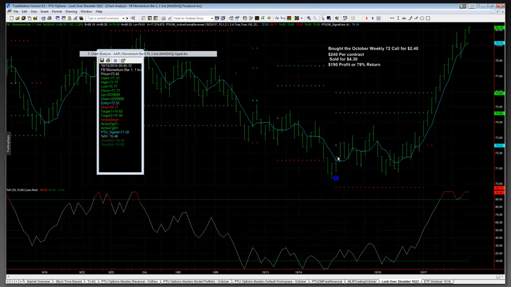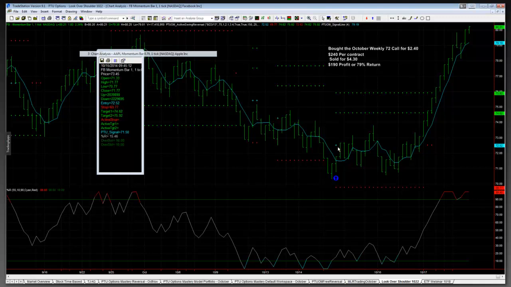Now, as soon as Facebook rallied up to hit our entry point, we could actually buy the shares of stock. If we didn't even want to mess with the option side, we could go in and buy 100 shares of stock. The problem I have with that is at the time of this setup, it was a $72 product. Okay, that's just going to tie up too much capital to put on any type of significant size.